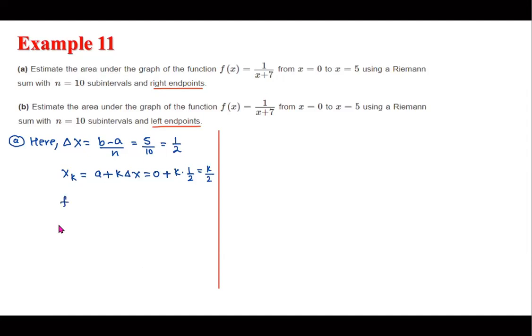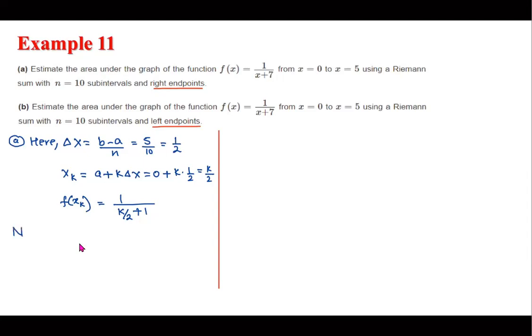Then the third step is you find f of xk. You plug this value into the given function. If I plug it in, it will be 1 over, in place of x, k over 2 plus 1. So these are the three standard steps that you have to follow: first delta x, then xk, and f of xk.